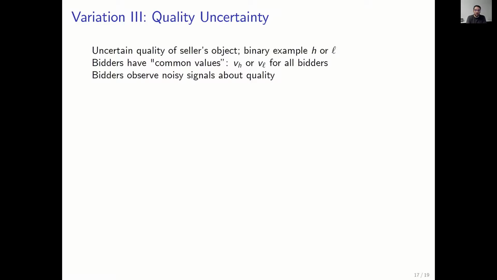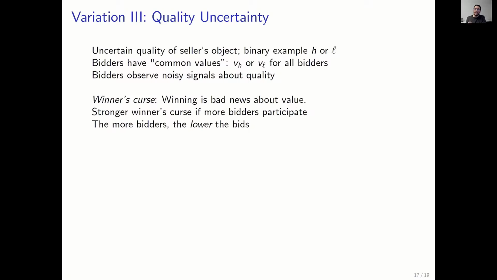And as in a standard pure common value auction, let's assume that the bidders observe noisy conditional IID signals about the quality. So higher signals may indicate a higher probability that the quality is high. So the basic insight about common value auctions is that there's a winner's curse. Winning is bad news about the value because everyone else has a lower signal.